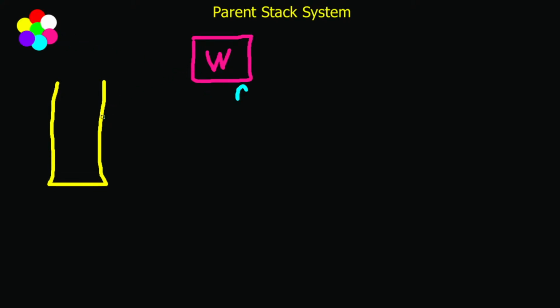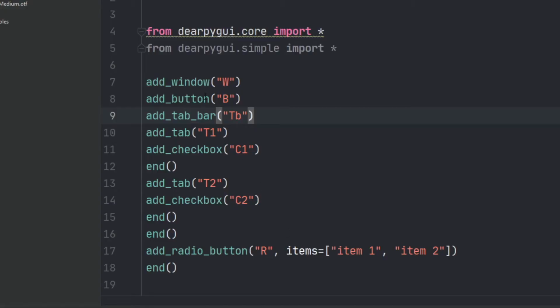So it doesn't need to look at this parent stack. Container means it can contain other items. But because it's a container, it will get put into the parent stack. So in this case, we would have W. We created a window, and now the parent stack has one item in it.